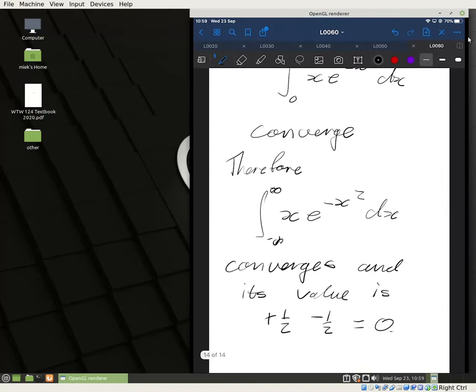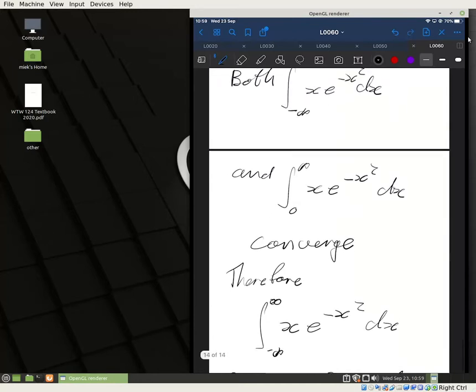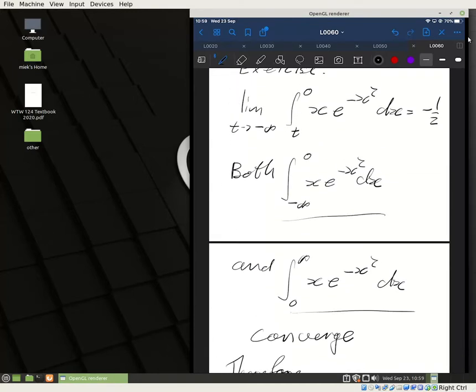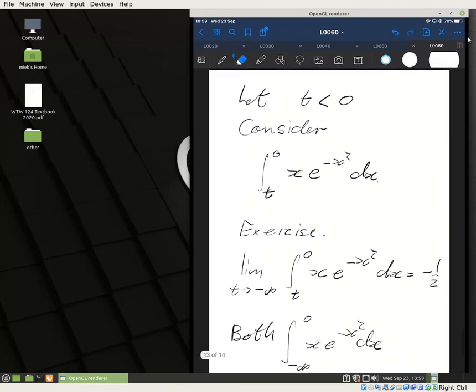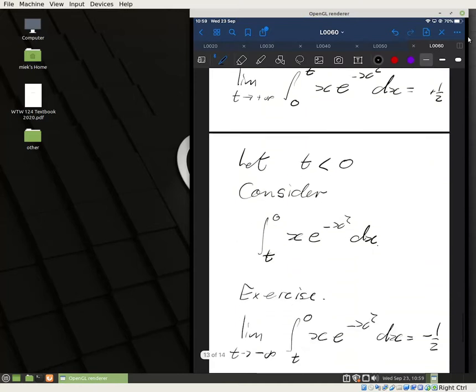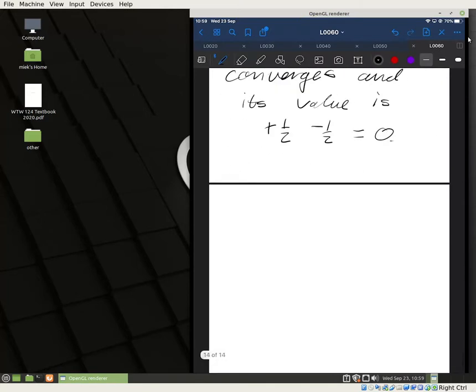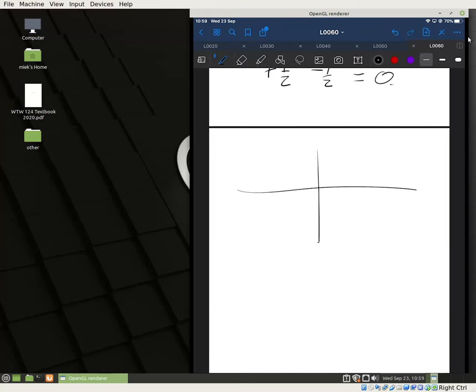So the value of this integral is the sum of the two sides of this integral. The first one we computed was plus a half, the second one minus a half. Their sum is 0. And you can think of why this should be. If you make a plot of this function, what does it look like? So the function that sends x to x e to the minus x squared, its graph looks something like this. So it is an odd function, and this part has area minus a half, this part has area plus a half.